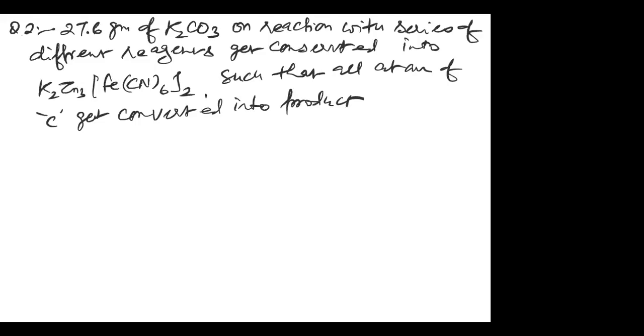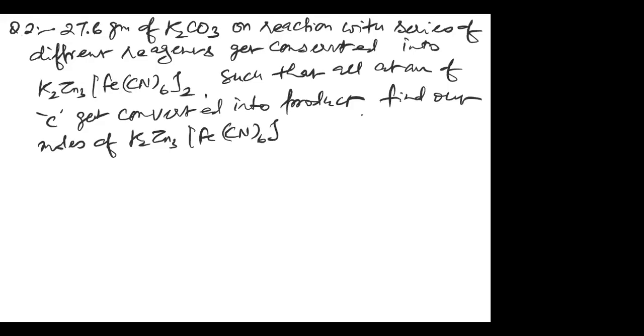Such that all atoms of carbon get converted into product, and you have to find out the moles of the final product K2Zn3[Fe(CN)6]2. So you have to find out the moles of K2Zn3[Fe(CN)6]2 from 27.6 gram of K2CO3.